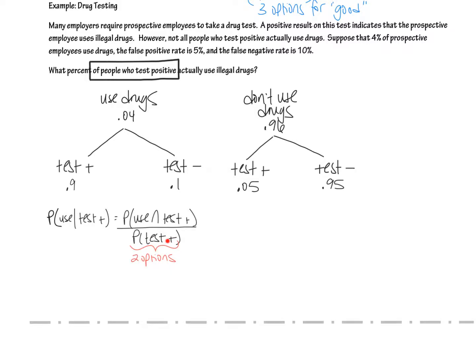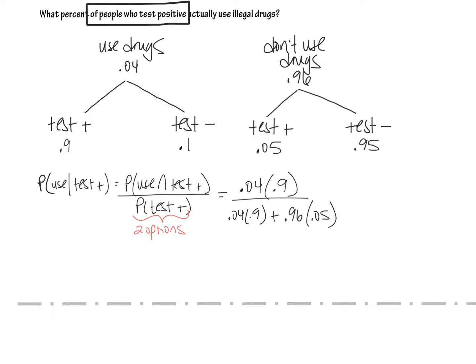Given that they test positive, we have two different options here. This category tested positive and this category tested positive. Up here in the example that we did earlier, there were three different options there. So I'm going to show the work for the two options that we have for this problem. So where are these numbers coming from? Just remember that the use and test positive is this number times this number. That's my numerator. And then the two different options for testing positive is 0.04 times 0.9 and also plus 0.96 times 0.05, which is right here. So we have two different options here which need to be added together for the divisor.